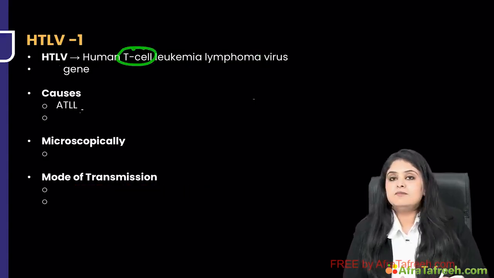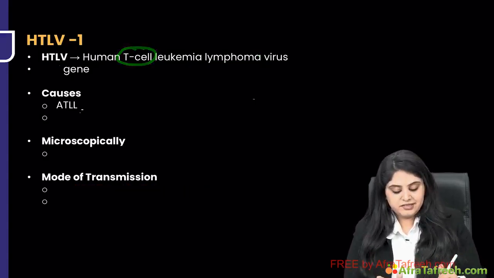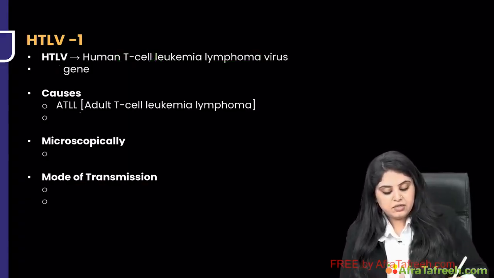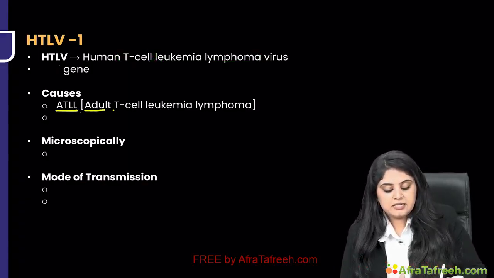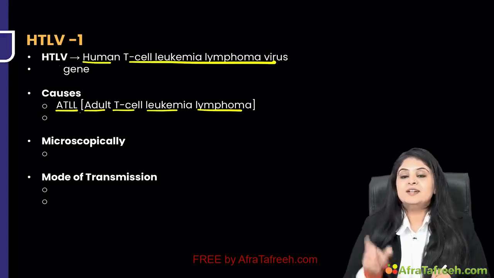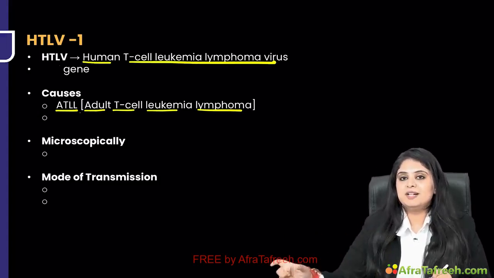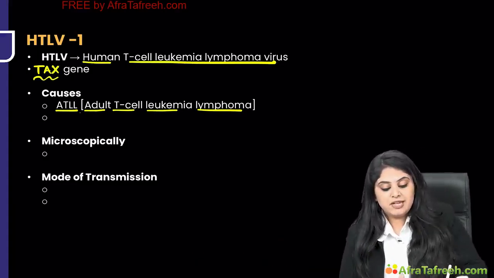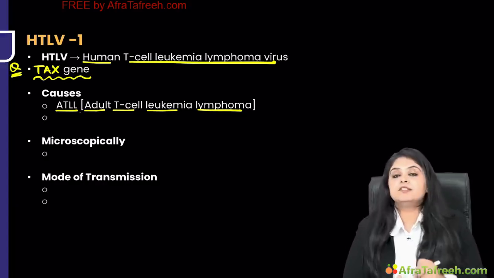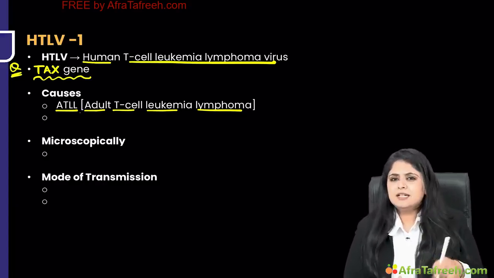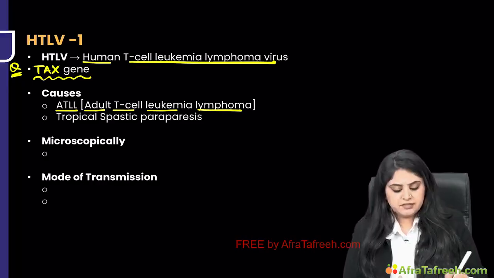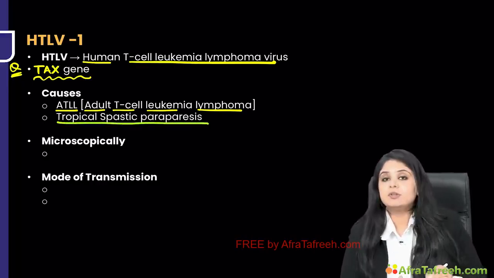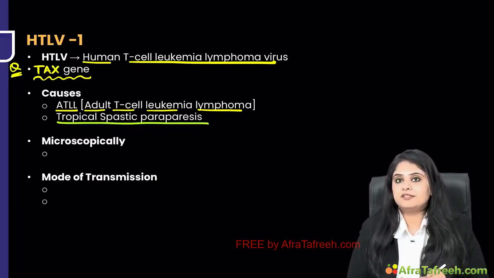And which leukemia lymphoma, B cell or T cell? Common sense, ma'am, T cell. So remember, it causes ATLL, adult T-cell leukemia lymphoma. Wow, such a simple common sense thing. Human T-cell leukemia lymphoma causes adult T-cell leukemia lymphoma via which gene? God has given it a tax gene. That's a previous year exam question. Other than lymphomas, can it cause something else? Yes, it can also cause a non-cancerous thing known as tropical spastic paraparesis.